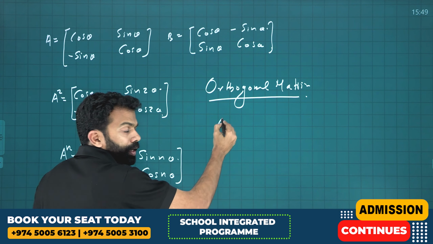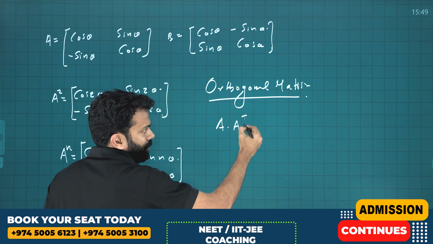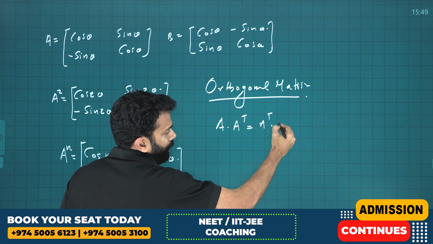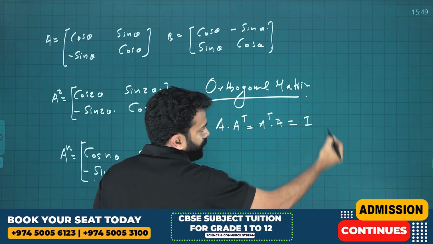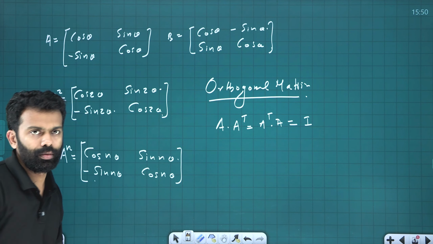See, if you multiply a square matrix with its inverse in any order, and if you are getting an identity matrix, then those matrices are called orthogonal matrix. And this matrix is an orthogonal matrix. That is, the matrix A is an orthogonal matrix. Okay, just keep that in mind.